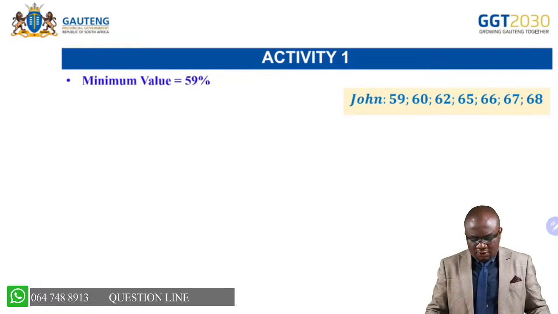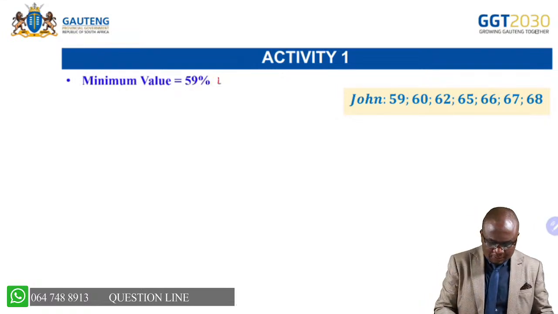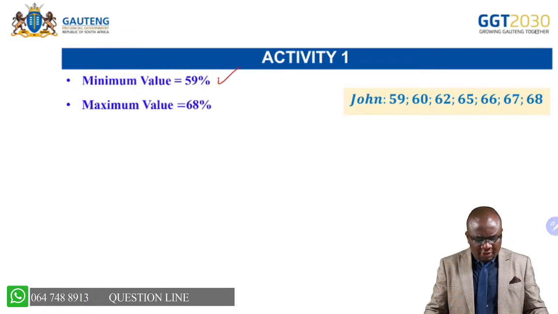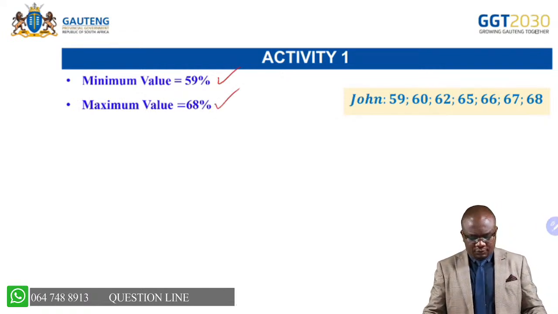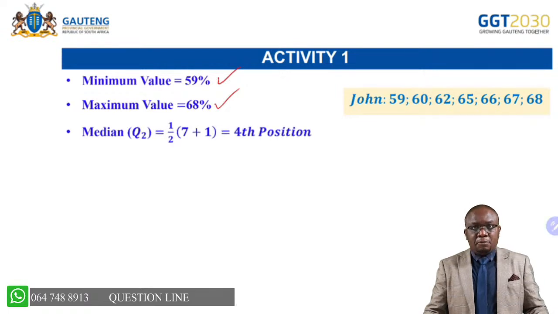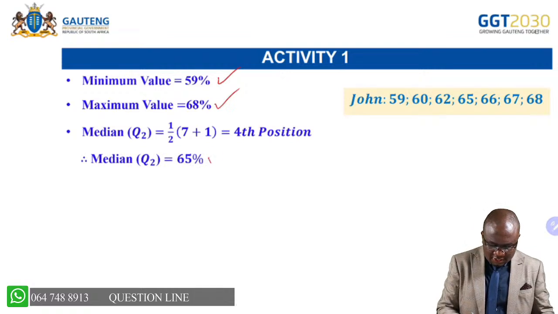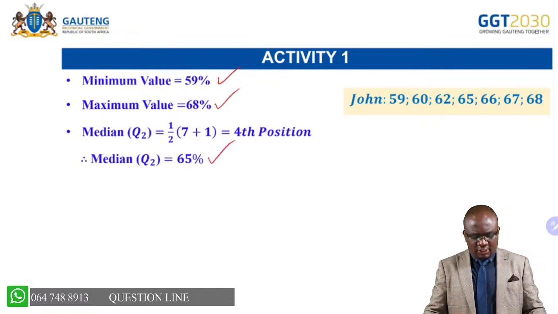Now the minimum value, is it 59%? Let's mark that. Right, you have the maximum value, which is 68%. Let's mark that. And then did you find the fourth position? Okay. And then it is 65%. The median is 65%. Let's mark that.